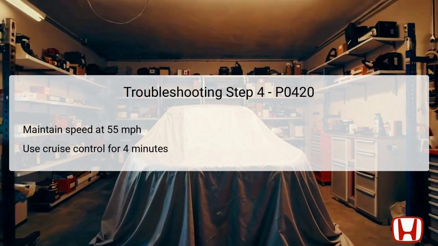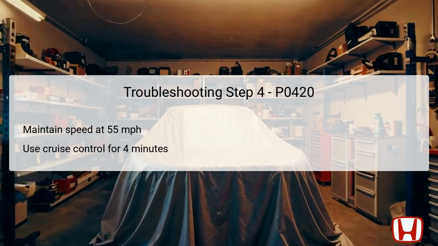Next, the fourth step requires maintaining the vehicle speed at 55 miles per hour, 90 kilometers per hour, for at least 4 minutes utilizing cruise control. This part of the troubleshooting process is critical, as it allows for a stable driving condition where the PCM can effectively monitor the outputs from all sensors, particularly the downstream HO2S. Cruise control enables a consistent velocity, reducing driver influence on engine performance and facilitating a clearer analysis of system behavior.